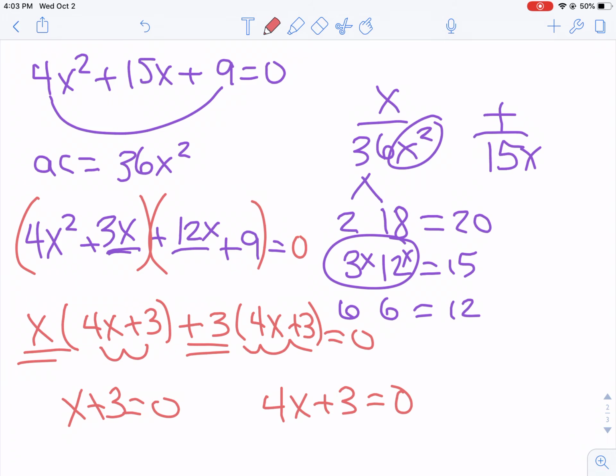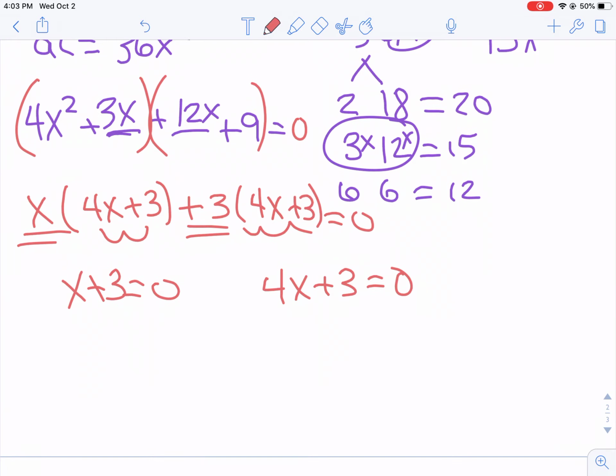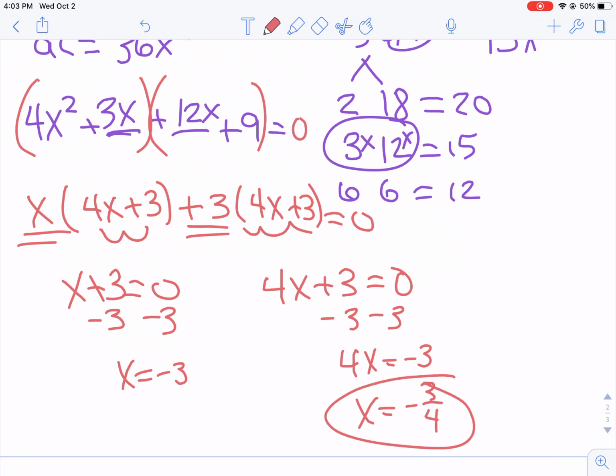So now we have factored, and we have set both factors equal to 0. I went ahead and, as I was writing them down, set them equal to 0 because, well, I'm lazy and I didn't want to write any more things than I needed to. So I subtracted 3 from both sides, so I get x equals negative 3. Subtract 3 on this one, so I get 4x equals negative 3. So x equals negative 3/4. And that is your answer.